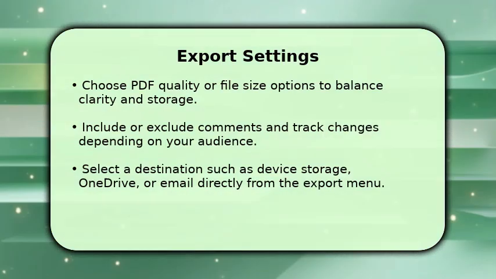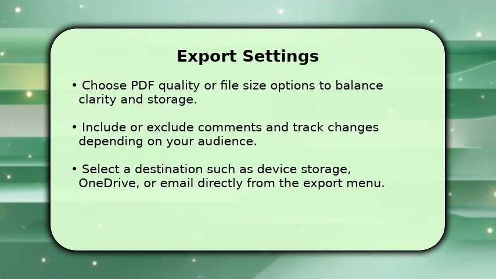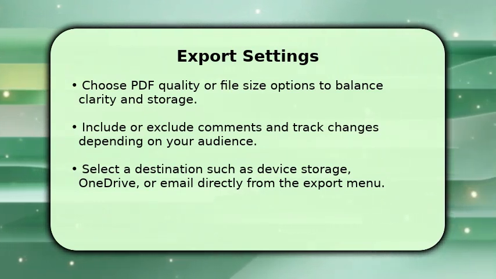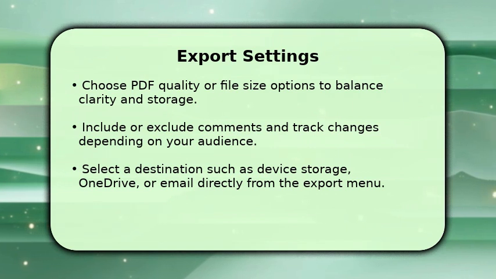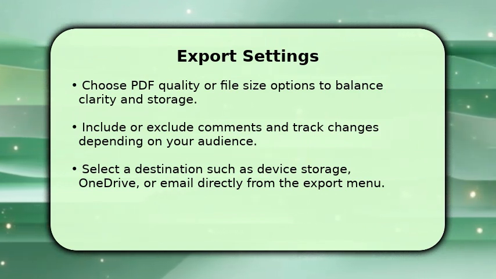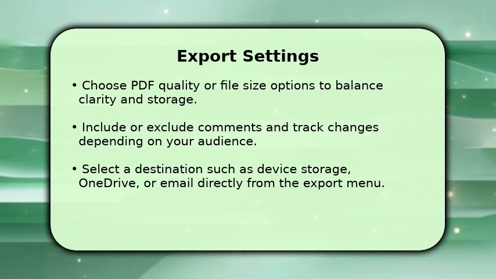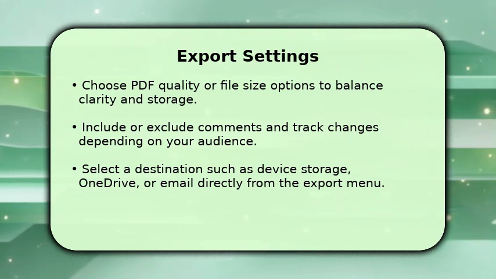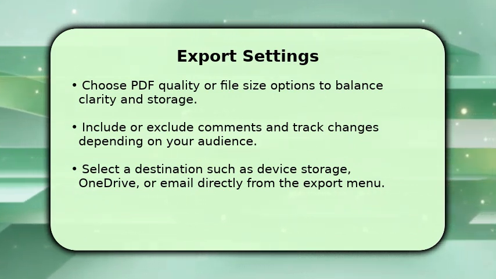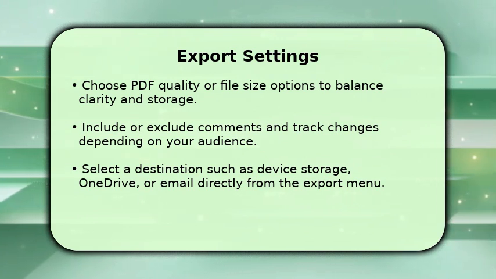Select the right export settings to control quality and file size for mobile PDF creation. Pick high quality for printing or reduce size for fast sharing. Decide whether to include comments, hidden sheets, or changes, and confirm the destination like device storage, OneDrive, or email. Naming the file clearly helps you find it later, and a quick check of the exported PDF ensures everything converted as expected.